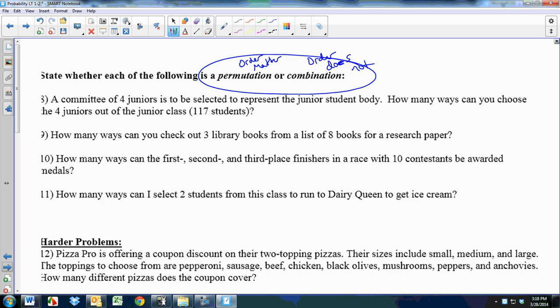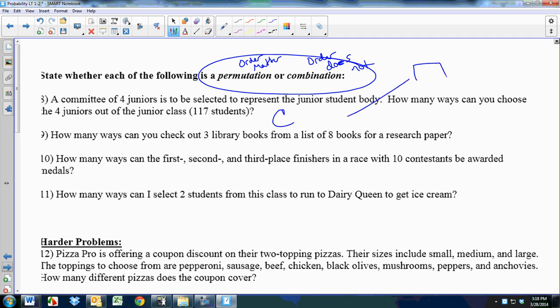All right. Number 8, a committee of 4 juniors, and you're just going to pick a committee of 4. It doesn't matter what order. This is a combination. If you pick the same 4 people in a different order, you have the same committee. If you change number 8 to say president, vice president, secretary, treasurer, then the order would matter because when you put a person first, they're president, but if you put them last, they're treasurer.